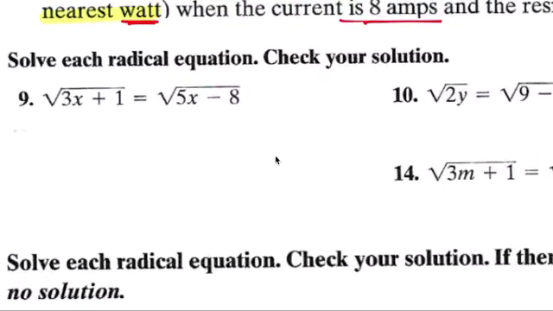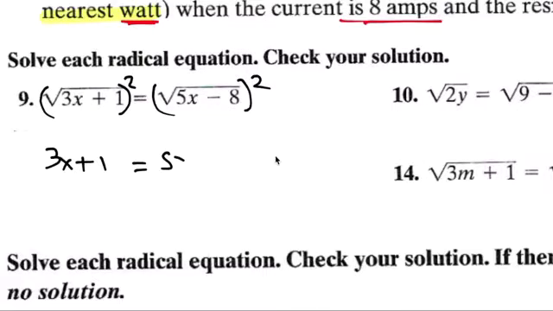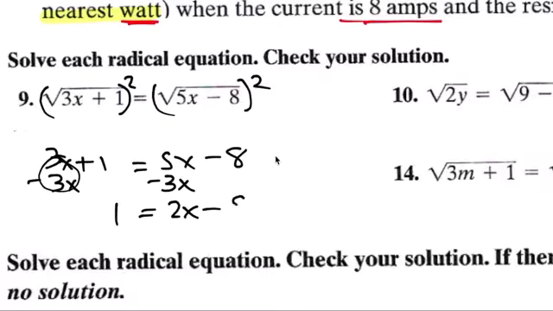Number 9 here, you get rid of the square root by squaring it. So you get 3x plus 1. You subtract 3x. Add 8. Divide by 2.